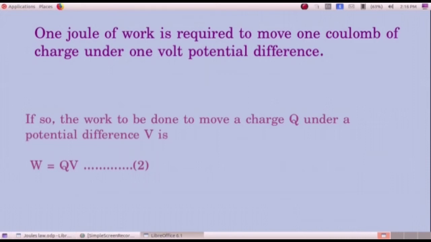Here we have 2 points having a potential difference of 1 volt and we need to move 1 coulomb of charge. Then the work done will be equal to 1 joule.